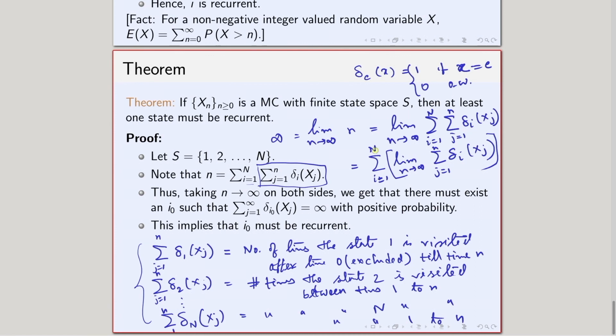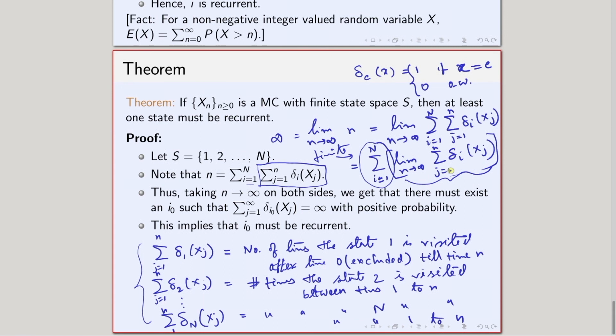Now this summation has to be infinite, and this is a finite sum, a finite number of terms. So at least one of these quantities has to be infinite. If I take the limit on all of them, at least one of the limits has to be infinite, because this equality has to be true. The whole summation needs to be infinite, and because capital N is finite, at least one of the inside quantities has to be infinite.